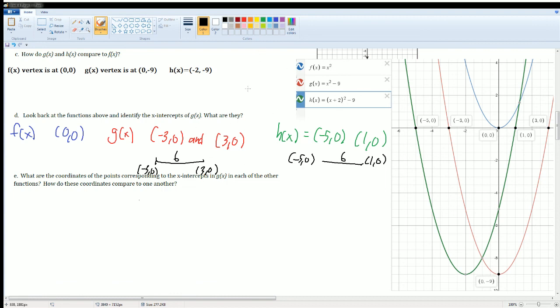So you can write that. There you go. So g of x has a vertical shift down of 9 units. That is caused by that negative 9 up here. Then h of x has a vertical shift down by 9, but also a horizontal shift left by 2. There you go. Those are all your answers for page 3.